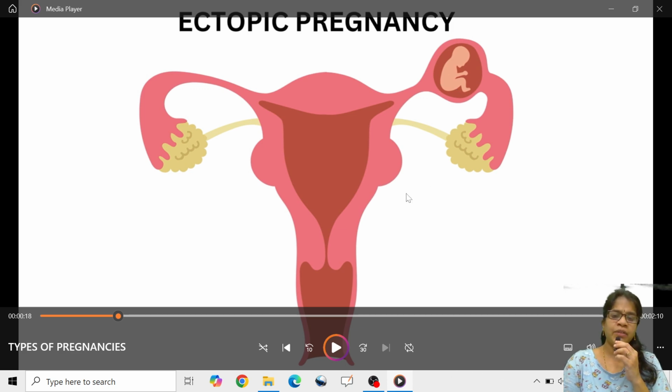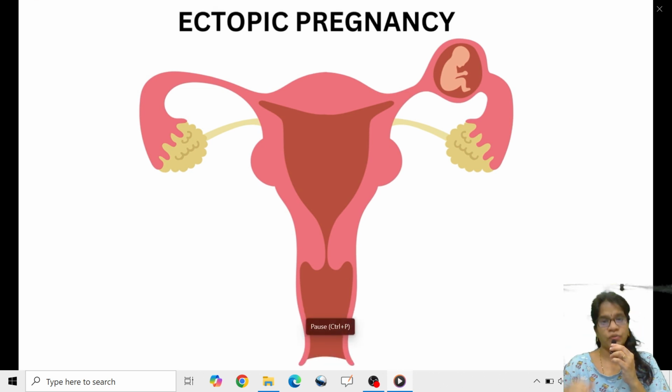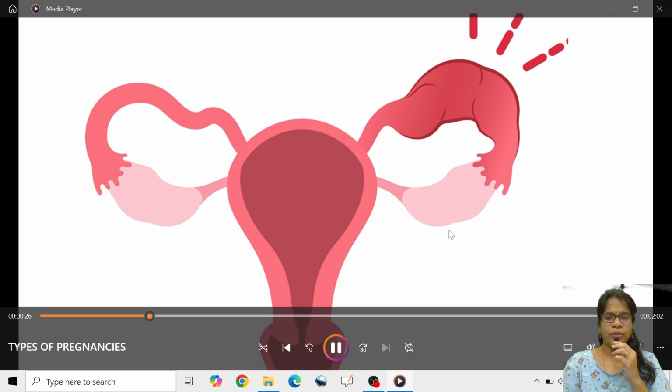Sometimes the baby can even grow in the ovary. That is also rare, but it may still happen. So this is how the baby starts developing in the fallopian part.